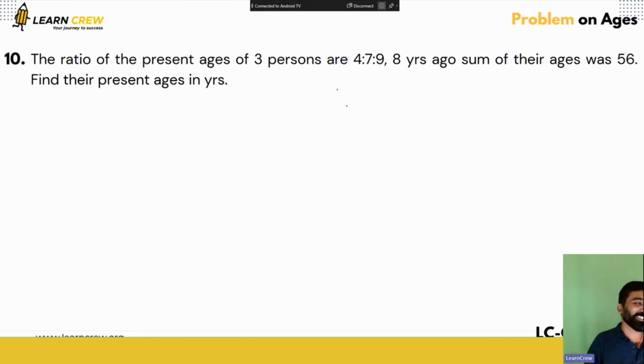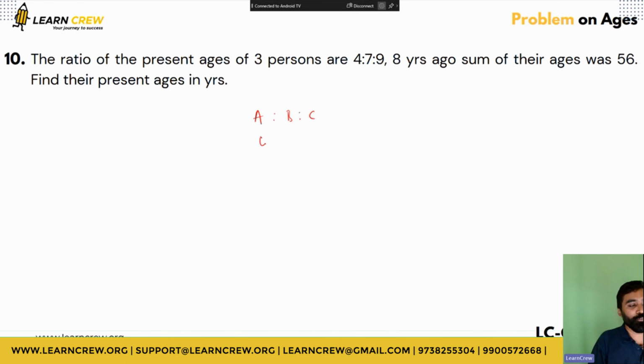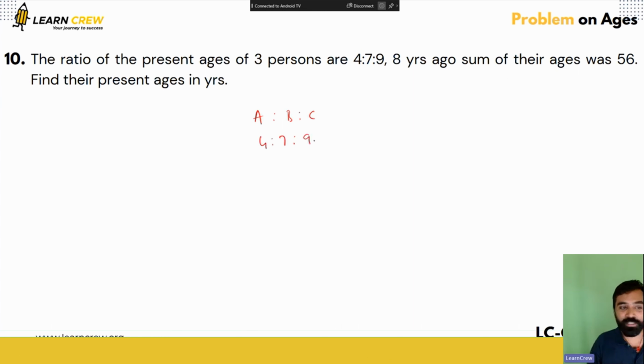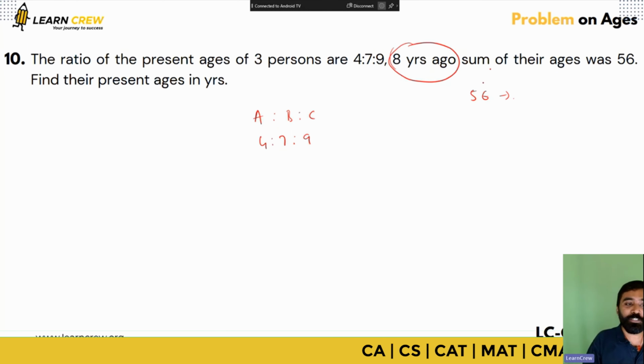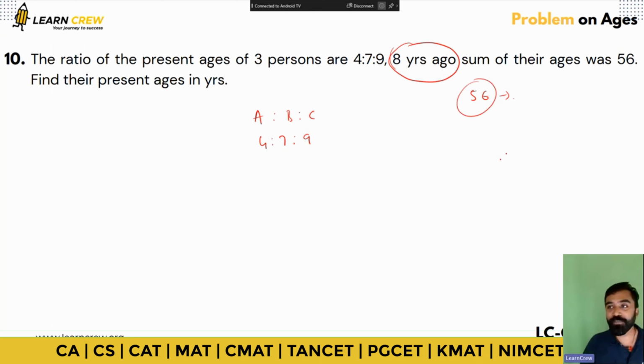Okay. Now what are they asking? Easy question only. The ratio of the present ages of 3 persons is 4:7:9. Let the 3 persons be A, B and C in the ratio 4:7:9. They have given that 8 years ago the sum of their ages was 56. If 8 years ago it was 56, what would be the present sum of ages?